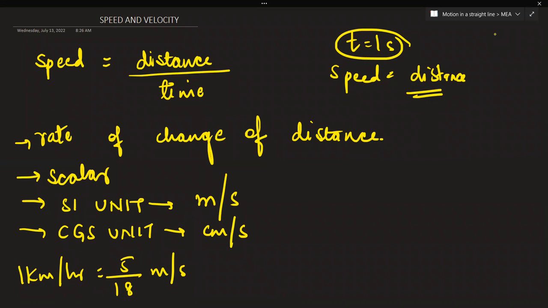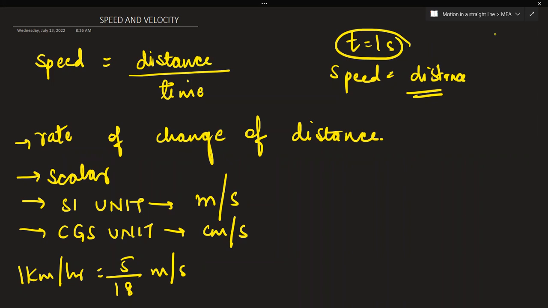So this rate of change of distance is known as speed. Whatever is the change in distance that is covered per unit time, like let's say 5 meters per 5 seconds, that is 1 meter per second. So either you write it directly, or you make use of the formula, because both have the same meaning: rate of change of distance, rate of change of displacement. All these things have been written here.